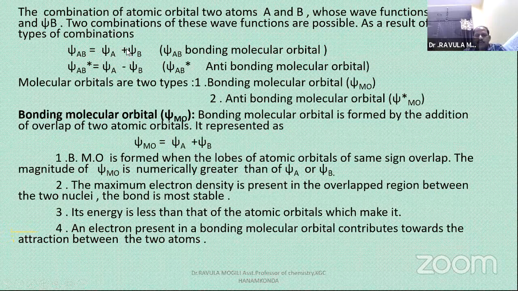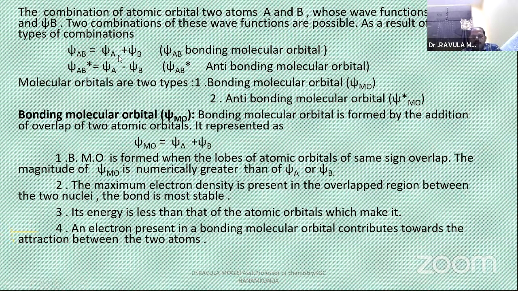This is the additive fashion. Next one, psi star equals psi A minus psi B. This is the formation of the anti-bonding molecular orbital. So molecular orbitals are of two types: bonding molecular orbital and anti-bonding molecular orbital.